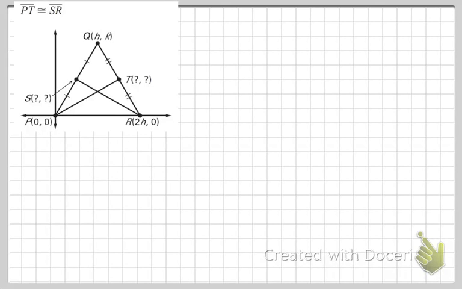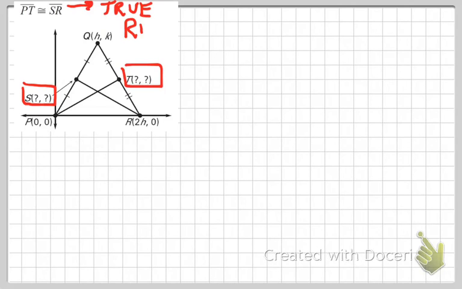Okay, so in this example 8, it says find the missing coordinates. So we need to find the coordinates of S and T. And then it says, then show that the statement is true. They want you to show that this is true. So that's saying, prove it.